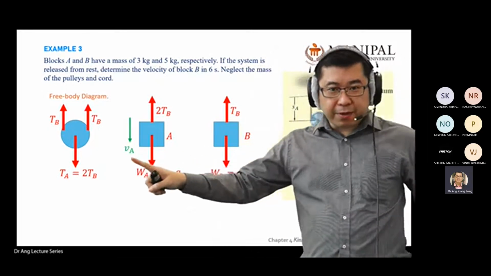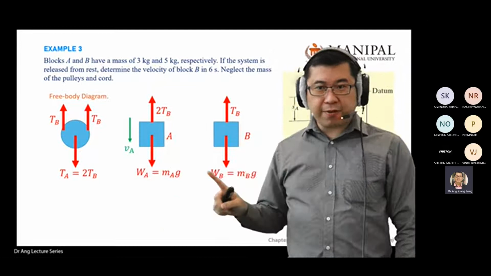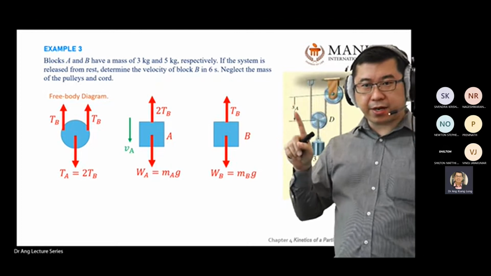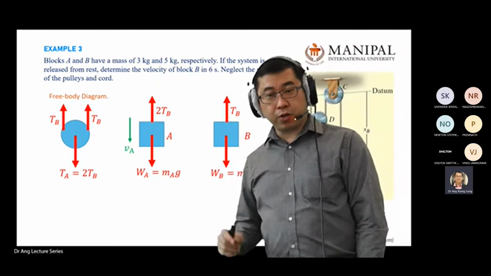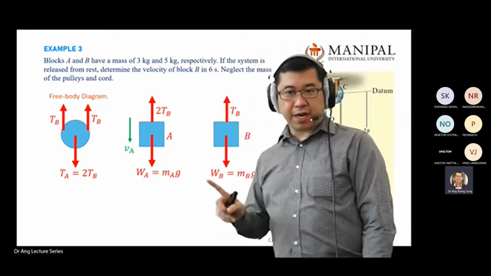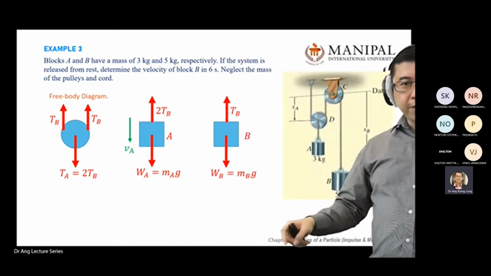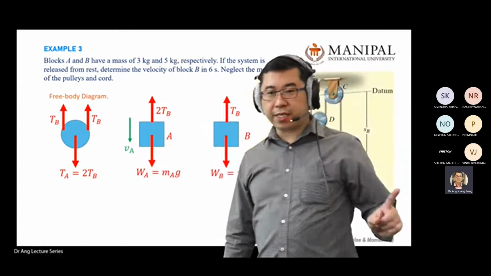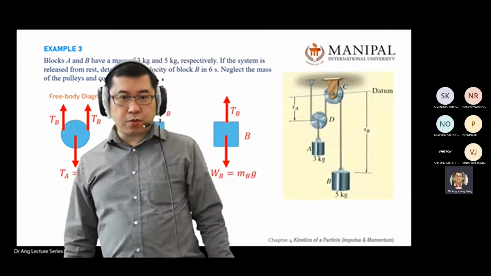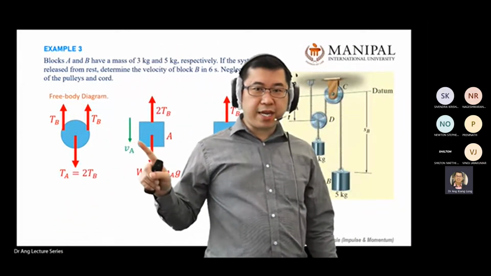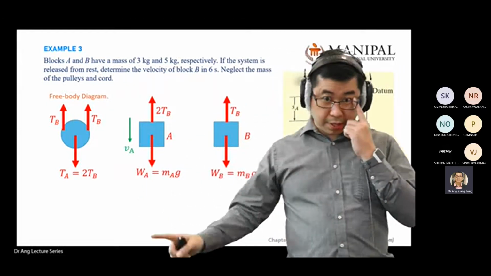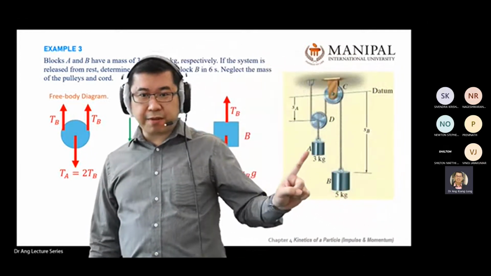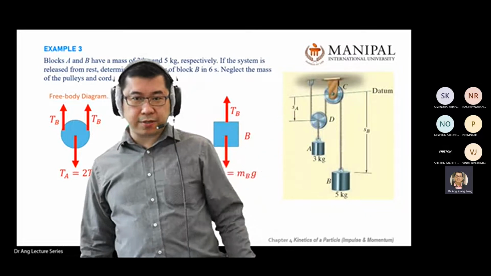Why do I assume V_A as positive going down? I follow my datum direction, my datum s_A direction, just to confirm so I don't confuse myself. I always follow the datum going down positive, so my velocity in the free body diagram is also positive. Although in the real case I know my V_A goes up, so later I expect my V_A answer will be negative, because of my datum direction.